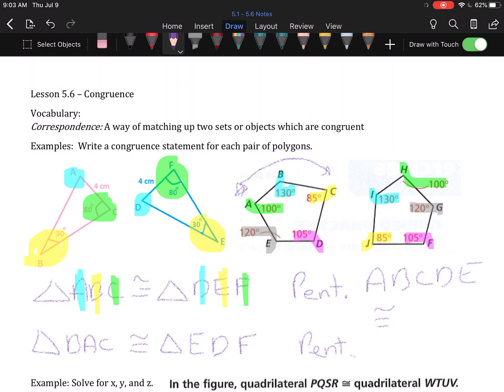A is green. The green angle in my second one is H. B is blue. The blue angle in my second one is I. So you saw I started here, but this time to match it, I have to travel the other way. C is yellow. J is yellow. D is pink. F is pink. E is gray. G is gray. It's just matching them up.